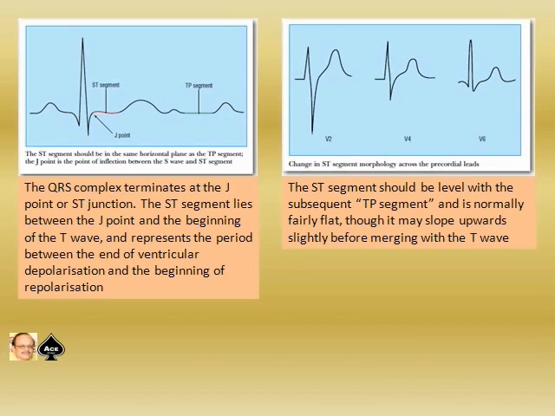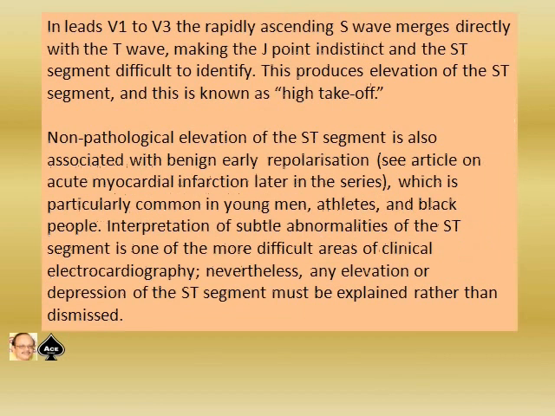The change in ST segment morphology across the precordial leads is shown in the right panel. You can see the ST segment should be level with the subsequent TP segment and is normally fairly flat, though it may slope upwards slightly before merging with the T wave. Some examples are shown in the V2, V4 and V6 leads.